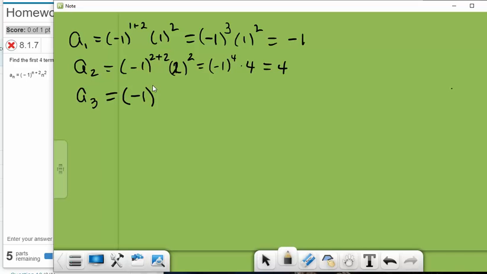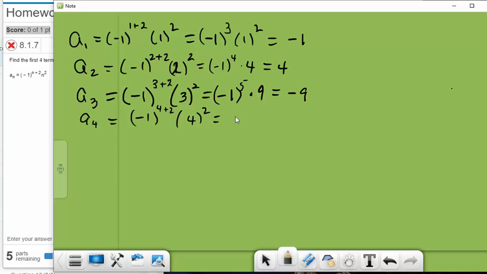So if we go 3 plus 2, and then 3 squared, that'll be negative 1 to the fifth power, so negative 1 to an odd power is negative 1. Negative 1 times 9 would be negative 9. In the fourth term, you get negative 1 to the 4 plus 2, times 4 squared. So negative 1 to an even power is positive 1, times 16 will be 16.